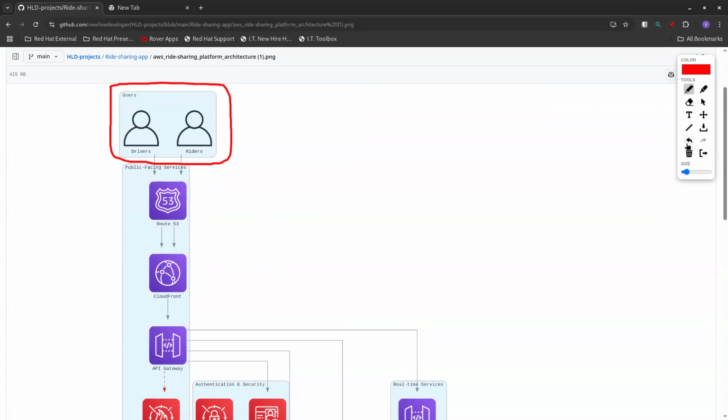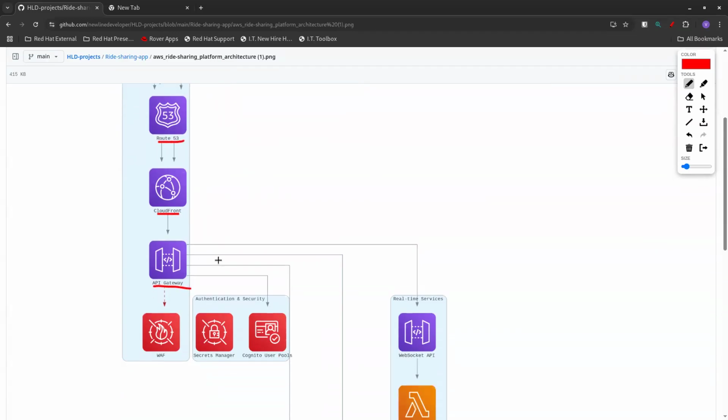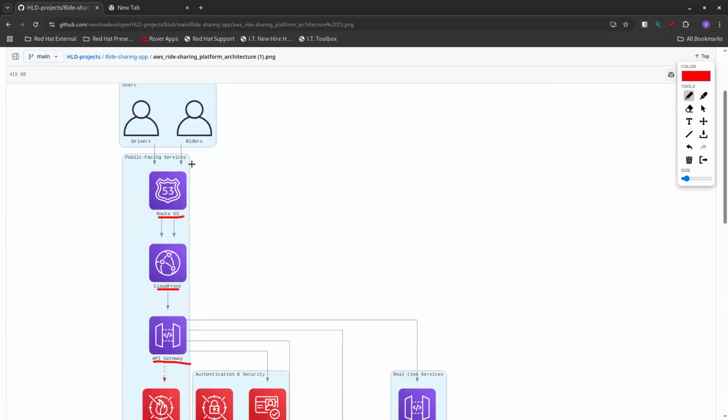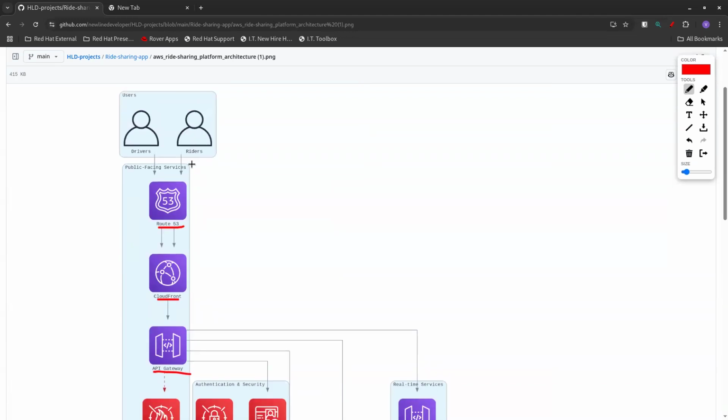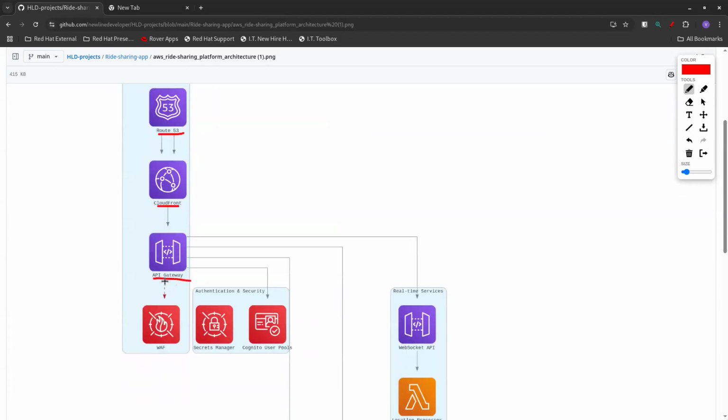These are the public facing services: Route 53, CloudFront, and API Gateway. Route 53 is the DNS service, for domain name registrations. For example, if your application is uber.com, when you enter uber.com, Route 53 gets the request and redirects it to the next service. So this is the first entry point. Then we have CloudFront, the edge computing service for a CDN. And then we have the API Gateway.